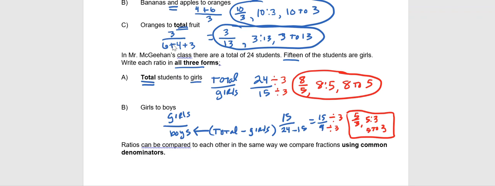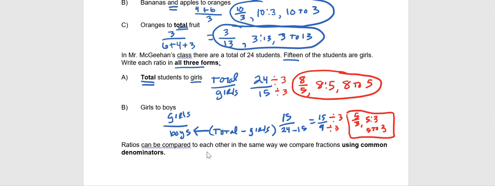All right, so back to check in, you can see that the answer for the total students to girls reduced is 8 to 5, written in all 3 forms. And the one for girls to boys is a little bit trickier. Well, not necessarily trickier, but it does require a quick calculation because we know the girls are 15. The boys is going to be whatever the total students is, 24 minus the girls. So that's going to give us 9 total boys. So 15 to 9 reduces to 5 to 3 in all 3 forms.